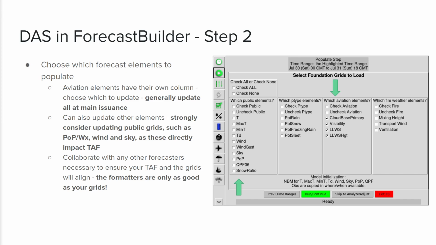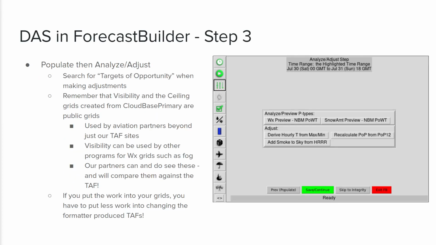And also, remember, the formatters, such as the TAF formatter, are only as good as the grids that go into them. The next step will see our base or foundational grids populate and then allow us to analyze and adjust them. The usual principles apply here. Remember to search for those targets of opportunity when making adjustments, especially in the short term where local knowledge of the forecast area and model biases can add value to the forecast.